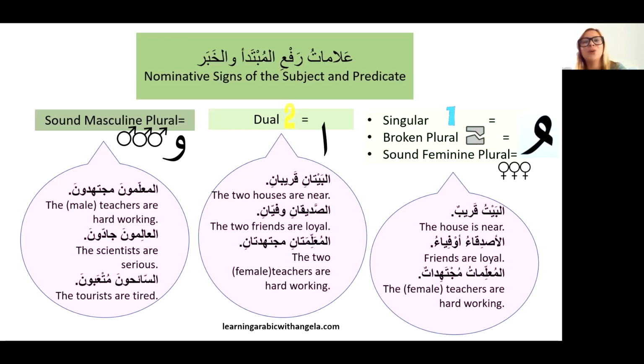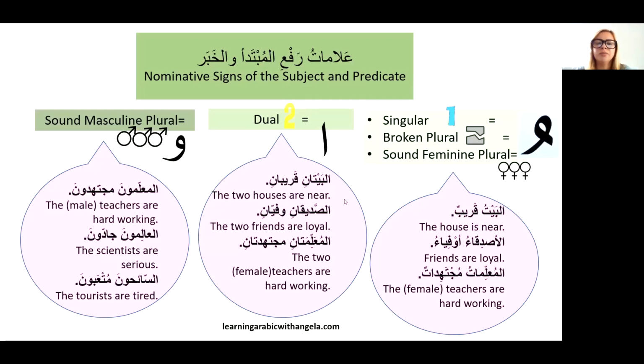Double dhamma or tanween doesn't go with the alif lam, the definite article. الأصدقاء أوفياء. So over here, الأصدقاء, one dhamma, أوفياء, one dhamma because أوفياء is a diptote noun. So one dhamma. المعلمات مجتهدات. So over here you have broken plural, الأصدقاء. المعلمات is sound feminine plural. So when you have singular, like البيت, when you have broken plural, like الأصدقاء, when you have sound feminine plural, like المعلمات, you're going to have a dhamma or double dhamma for the subject and the predicate.